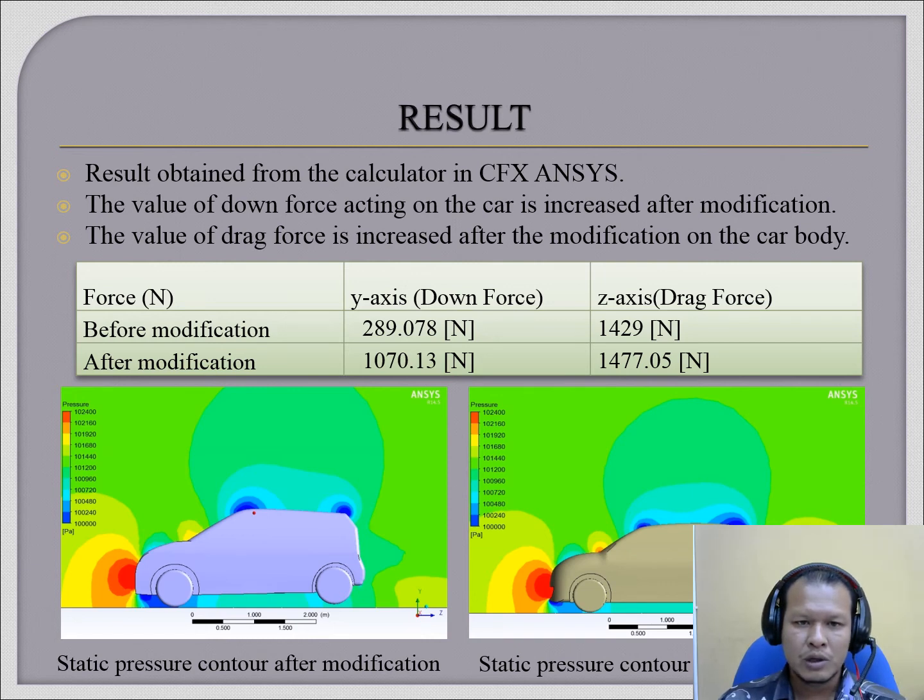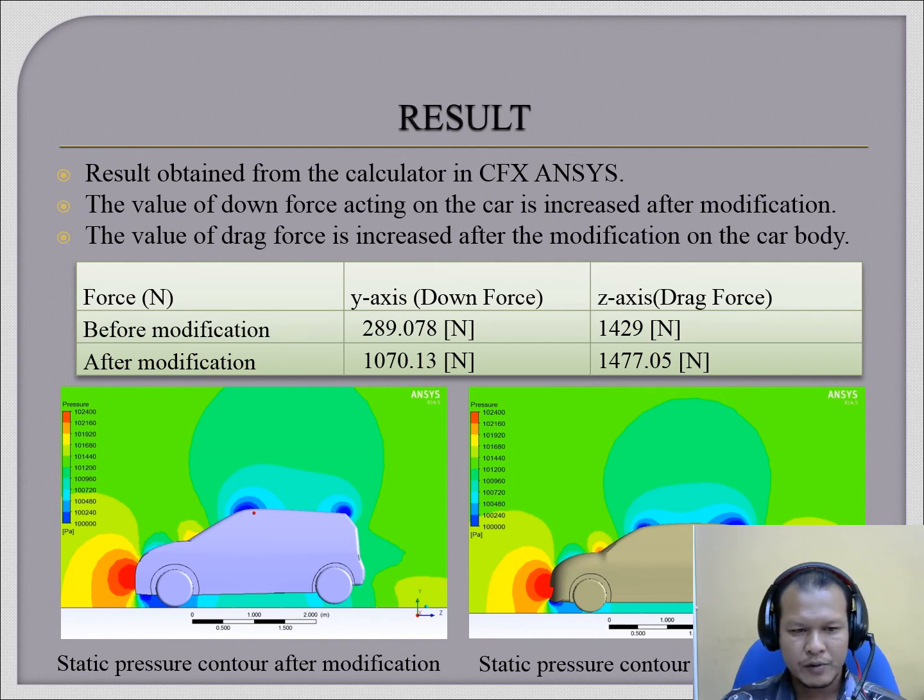This figure shows the static pressure contour after modification, and the second figure shows the static pressure contour before modification. After modification, there is slightly more yellow pressure. Sorry, no, the blue one shows the downforce, and this is a little bit bigger.